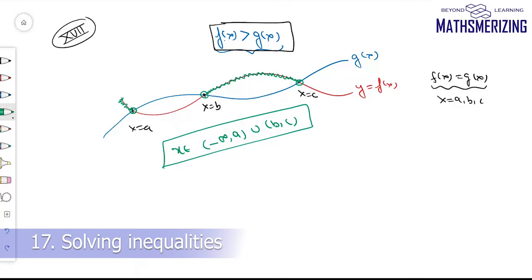Now say for example, sin x is less than or equal to cos x between 0 to pi.